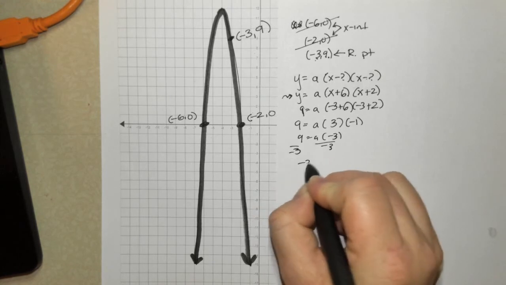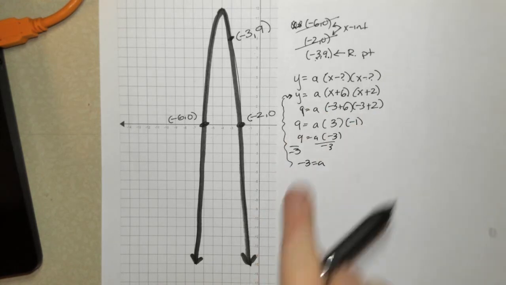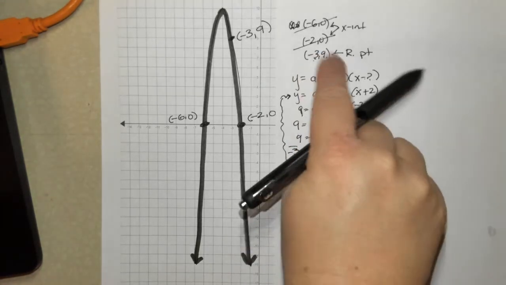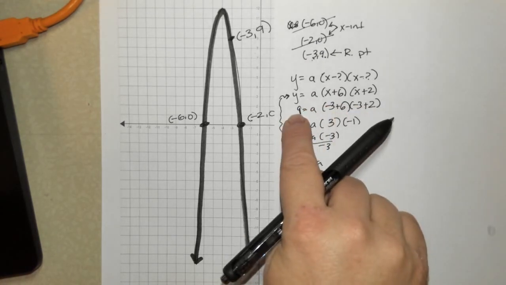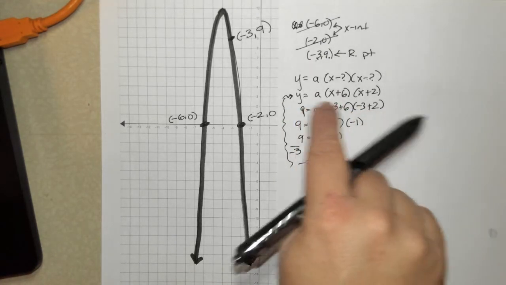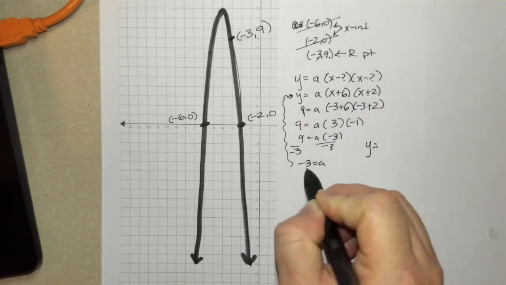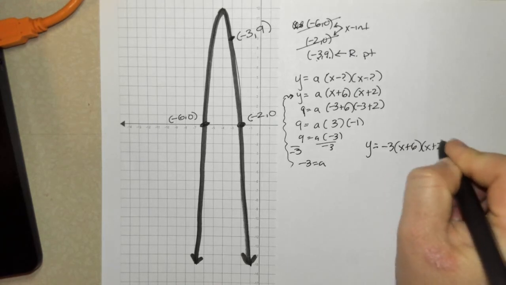And what do I do with this answer? Well, once I know what a is, I come back to that first step, and I substitute, in this case, -3 in for a. So I drop this extra point. Sometimes a mistake students make is writing this line with an a in it. No, I go to an equation. Our equation is y equals, now the a is -3, times (x plus 6) times (x plus 2).